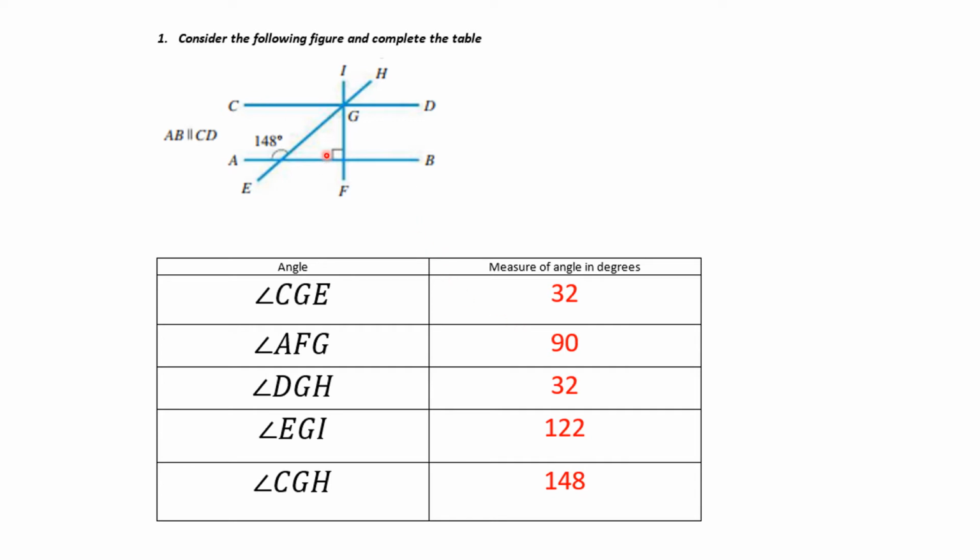AFG is this one. That symbol means it's 90 degrees. DGH is here. That is a vertical angle with the one we found to be 32, so it is also 32. EGI is going to be 32 plus 90, or 122, and CGH is going to be, now you want to be careful here because this is vertical with this one, and that means that that is going to be 58 degrees, so that is 90 and 58, and that adds up to 148. That's problem 1.